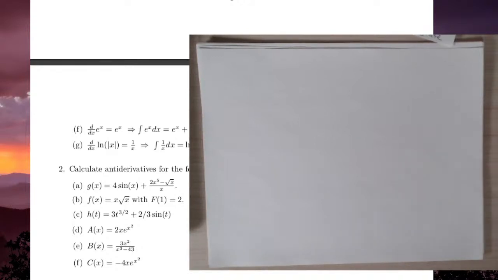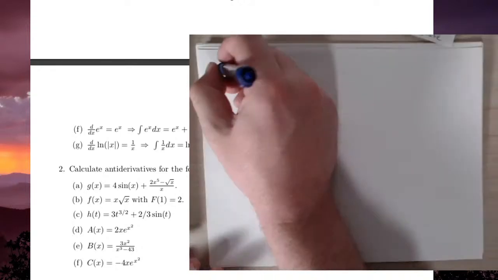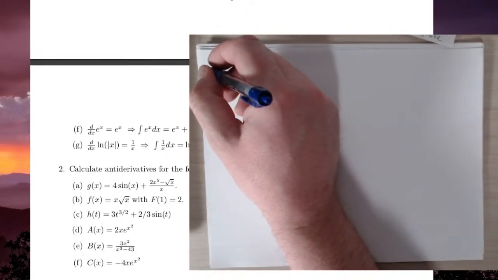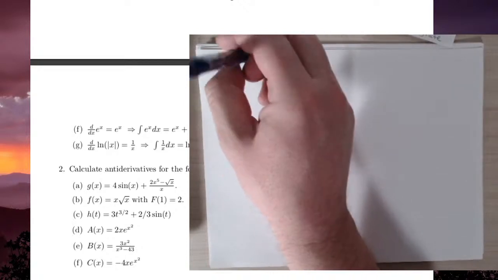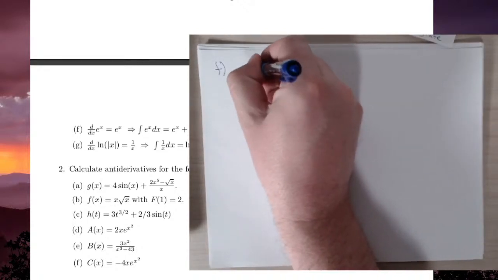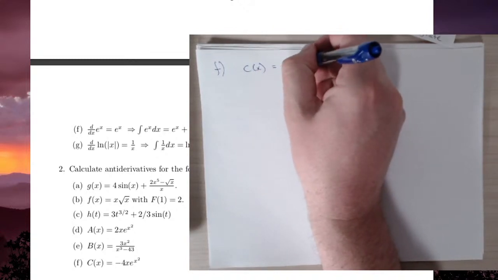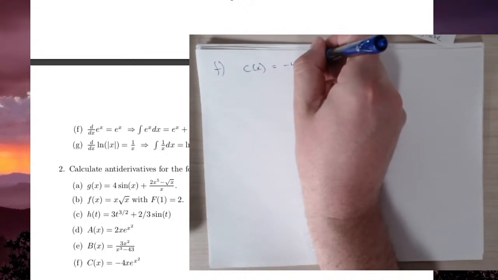Whatever. All right, let's do part F, Mr. F, and then maybe we'll do an actual integral instead of just these antiderivatives. So c of x is negative 4x e to the x squared.